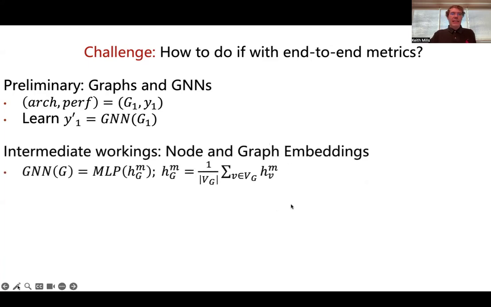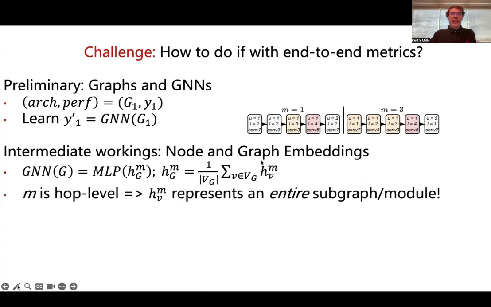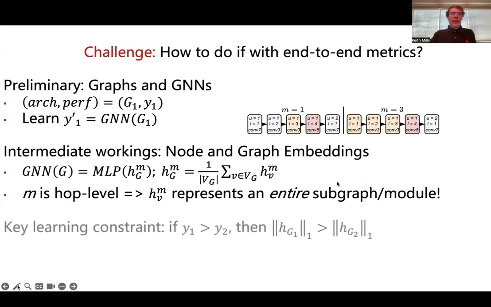And the key idea is that graphs contain nodes. Each of these nodes has an embedding, HV, and they can be averaged together to form an embedding for the entire architecture, HG. Moreover, we leverage the neighborhood property of graph neural networks to say that HV does not just simply represent a single node, it represents an entire subgraph module itself. We then introduce a constraint that if one architecture has a higher label than another, the norm of that architecture's embedding should be higher than the norm of the other architecture's embedding.